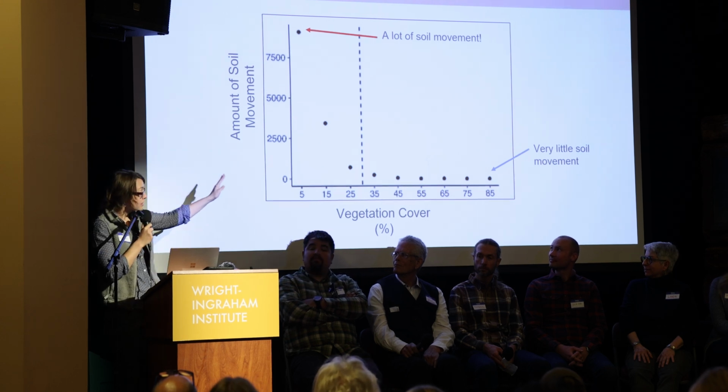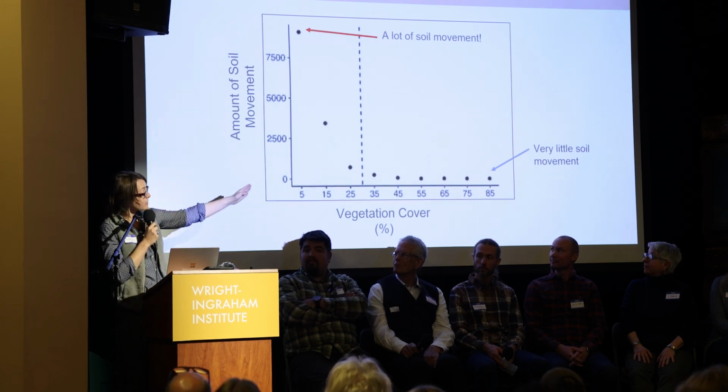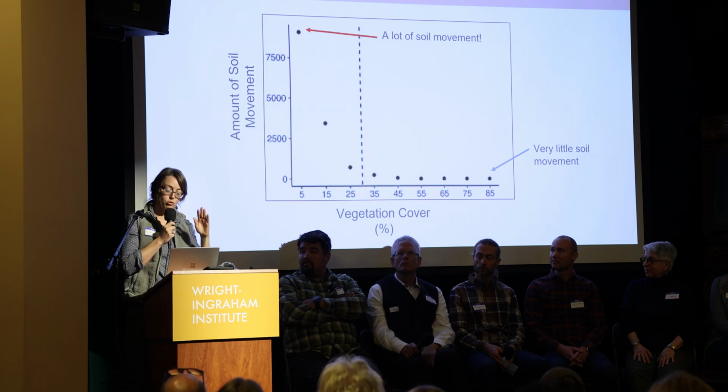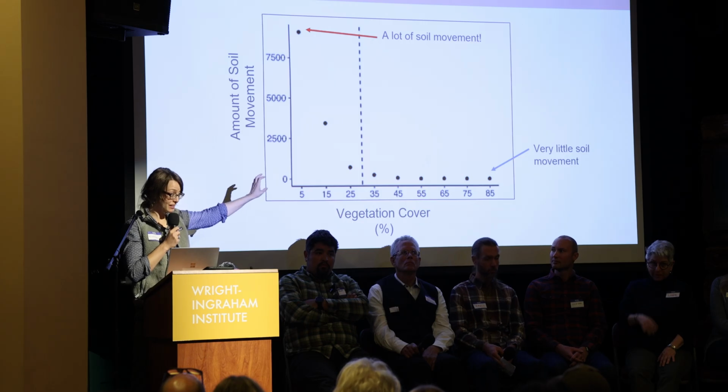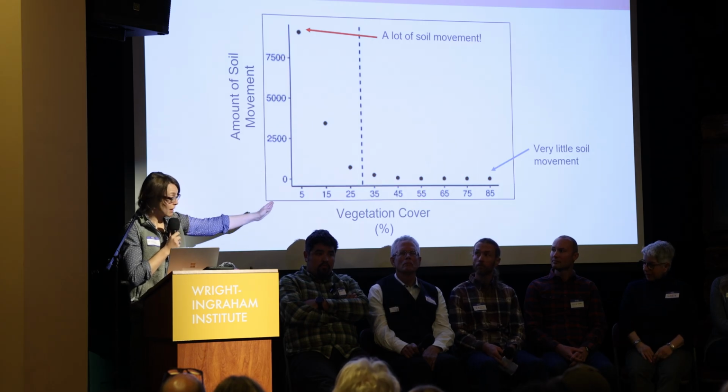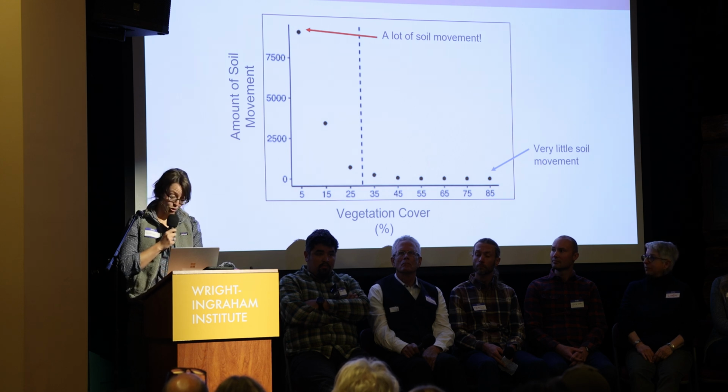And so this 30% is this kind of benchmark, this place at which you don't want to cross, because you see that the amount of sediment moving goes much higher when you get below 30% vegetation cover. And again, I just want to impart, this isn't hypothetical, this is based off of data that we can collect about a site to say what that benchmark is and that we should not cross it.